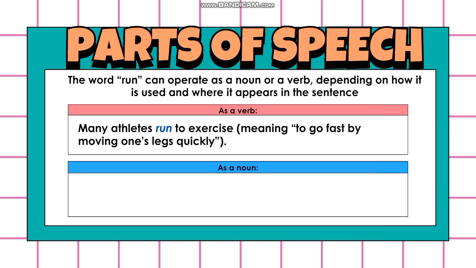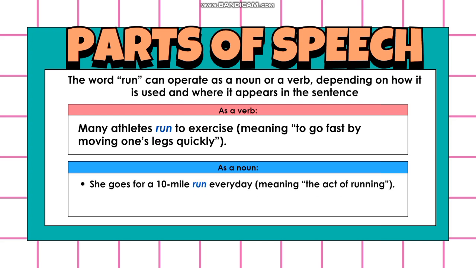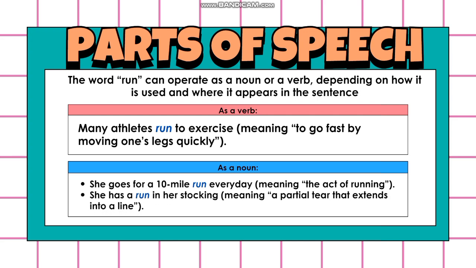Now let's take a look at the example of the word run as a verb. Many athletes run to exercise. The meaning of the word run here is to go fast by moving one's legs quickly. Another example of the word run but is used as a noun. She goes for a 10-mile run every day. The word run here means the act of running. A second example is she has a run in her stocking. The meaning of the word run here is a partial tear that extends into a line.